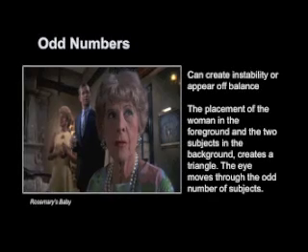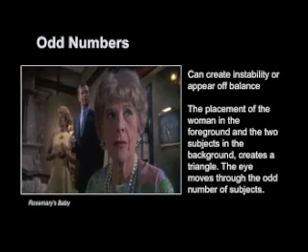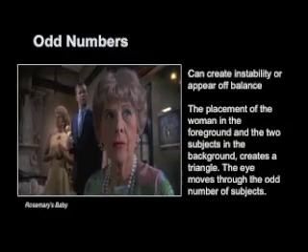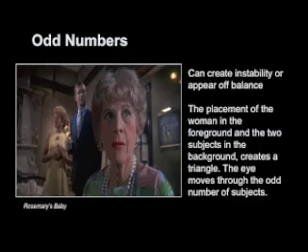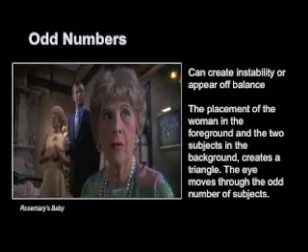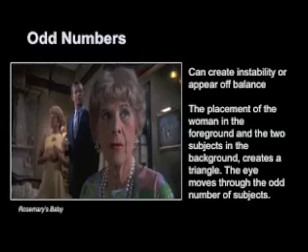Odd numbers can create instability or appear off balance. The placement of the woman in the foreground and the two subjects in the background creates a triangle. The eye moves through the objects and subjects in the frame.